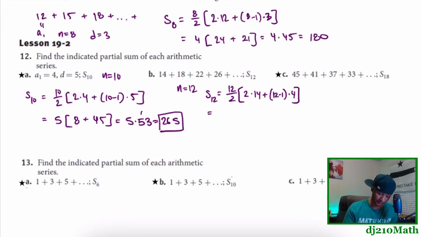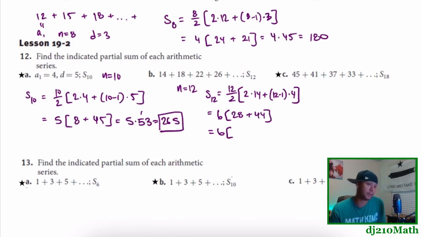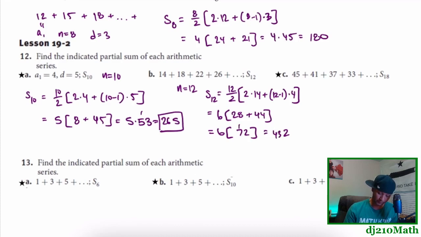So this is going to be 6. 2 times 14 is 28. Plus 12 minus 1 is 11. Times 4 is 44. So 6 times whatever 28 plus 44 is. So 44, 54, 64 plus 8, 72. 6 times 2 is 12. Carry the 1. 42 plus 1, 43. 432.